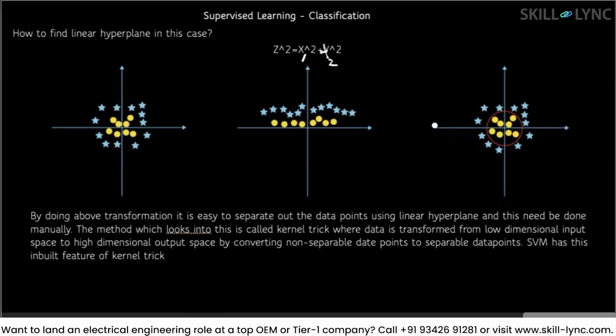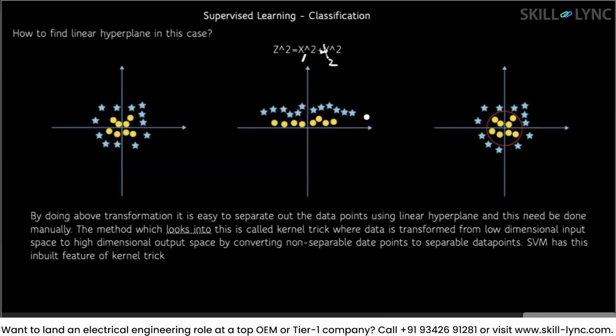But then you must be thinking it would be really difficult. We have to come up with this z square manually while doing the project. No, it's not the case, guys. Fortunately, there is something called kernel tricks. Inside support vector machines, there is something called a kernel, a kernel trick, which transforms the data in a way that the classes can be separated by a linear hyperplane. Okay, so this is the inbuilt feature of support vector machines.